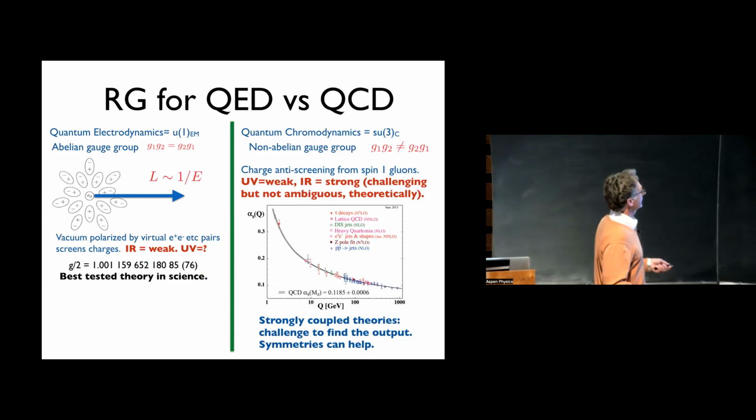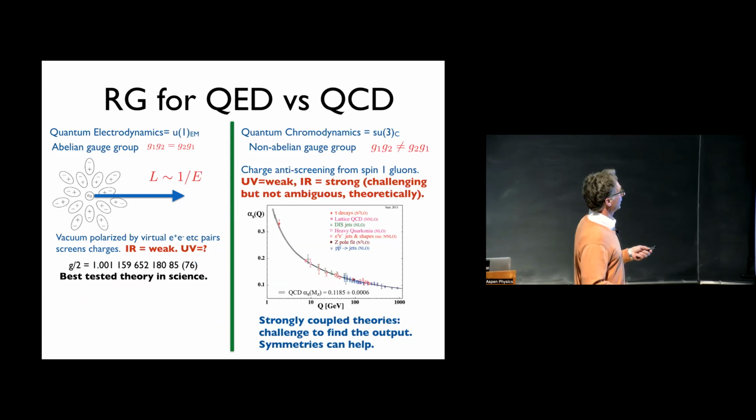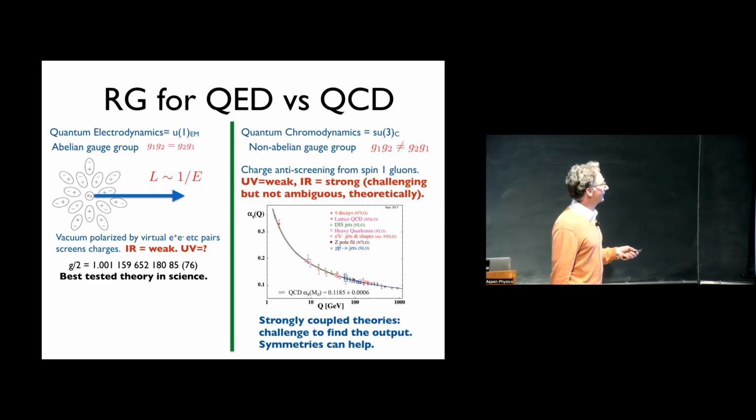Okay, so just to say a few words about the renormalization group and compare and contrast quantum electrodynamics with quantum chromodynamics. Quantum electrodynamics is the theory of the electron and the photon. The photon is described by a U(1) gauge theory, and U(1) is an abelian gauge group. The group elements commute with each other. The consequence is that the photon is electrically neutral.